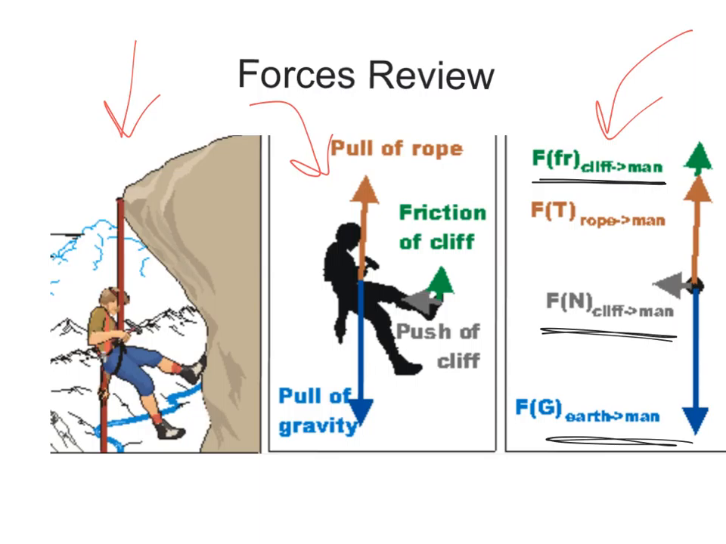What's confusing is people have a tendency to pick the wrong pairs. You have to be very careful when you're trying to figure out what the reaction force is to an action force. Just make sure you think about it as it has to go in the opposite direction of the original force, and it has to be on a different object. It can't be the same object. And as long as you remember those two things, usually you can figure it out. Let me give you an example.